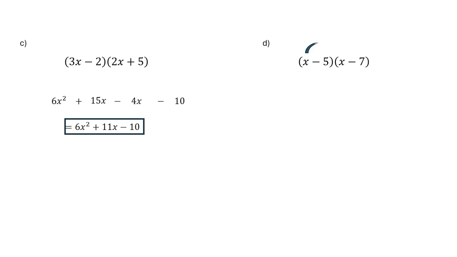Question D, x squared, x times negative 7, negative 7x, negative 5 times x, negative 5x. Negative 5 times negative 7 is positive 35. Negative 7x minus 5x is minus 12x, for a final answer of x squared minus 12x plus 35.